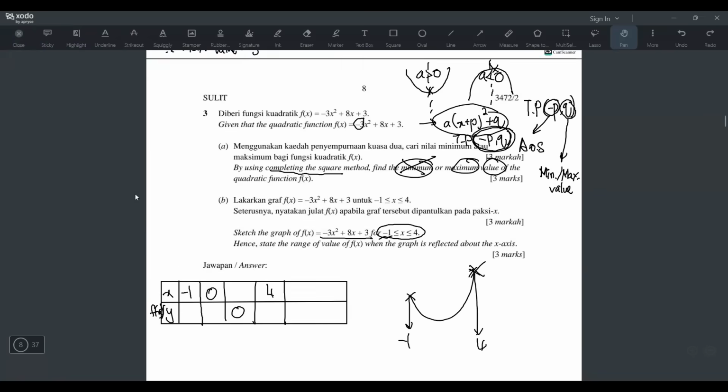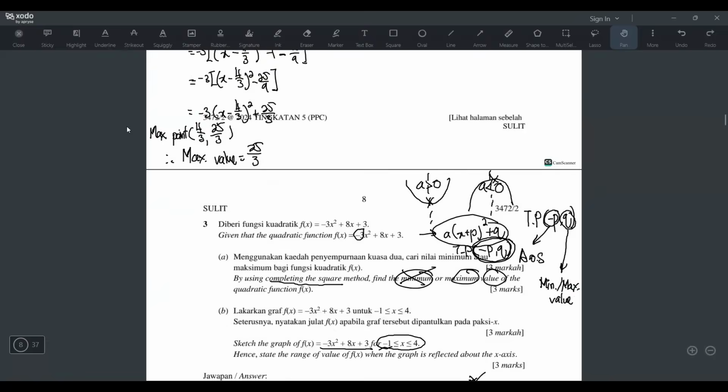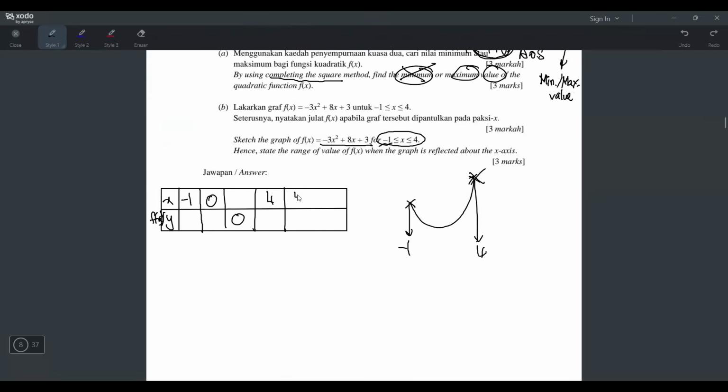But you don't have to do it already. You found it already just now. So it's 4/3, 25/3. So the last column is for the turning point, 25/3, like this, right? Okay, this is enough for you to sketch. So I repeat one more time, what you have to find in order to sketch the quadratic: starting point, the first point, and then the last point, and then the x-intercept and the y-intercept, and then the turning point.